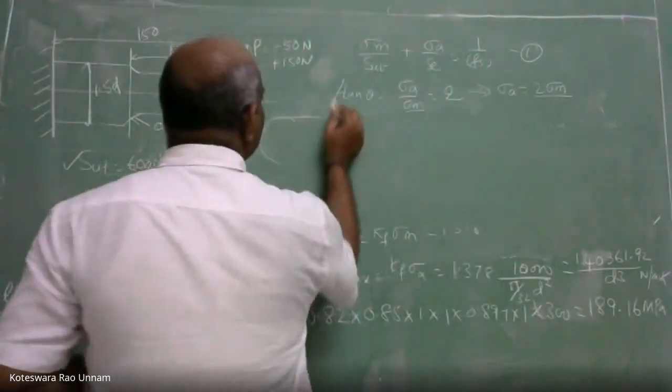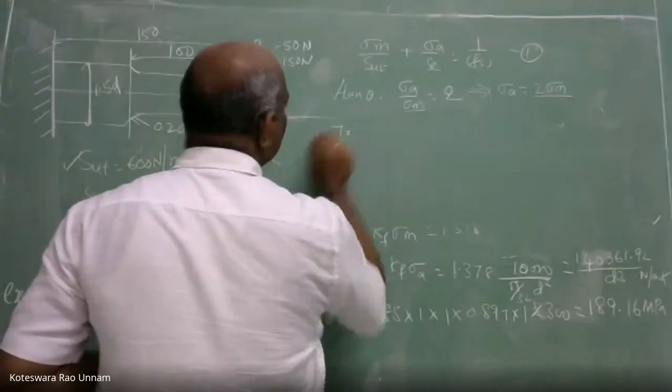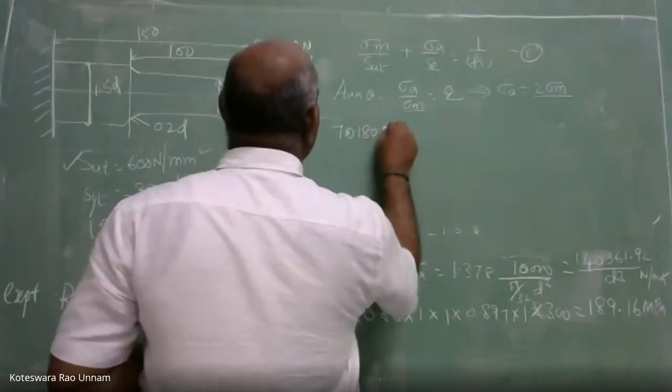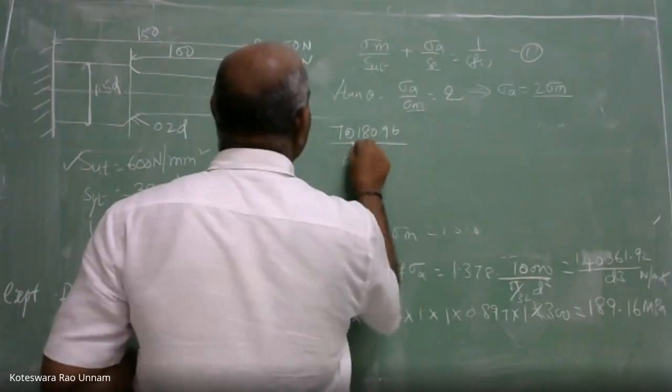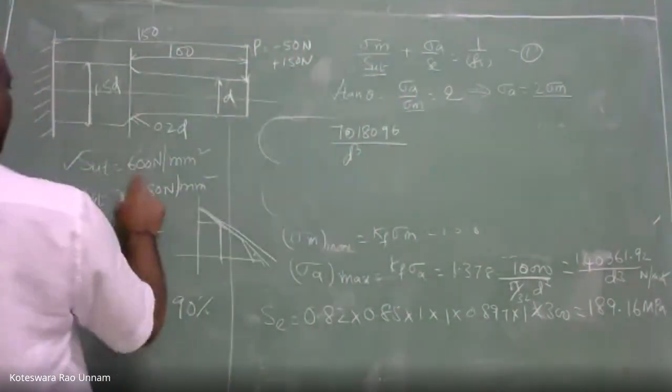70180.96 divided by d cube, divided by, into SUT. SUT is 600.